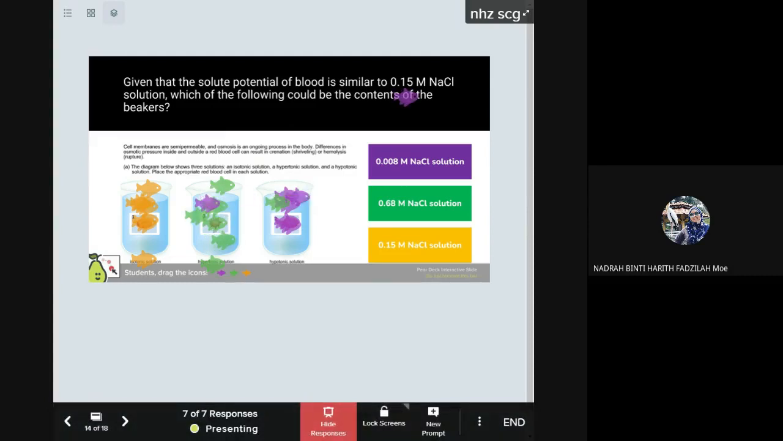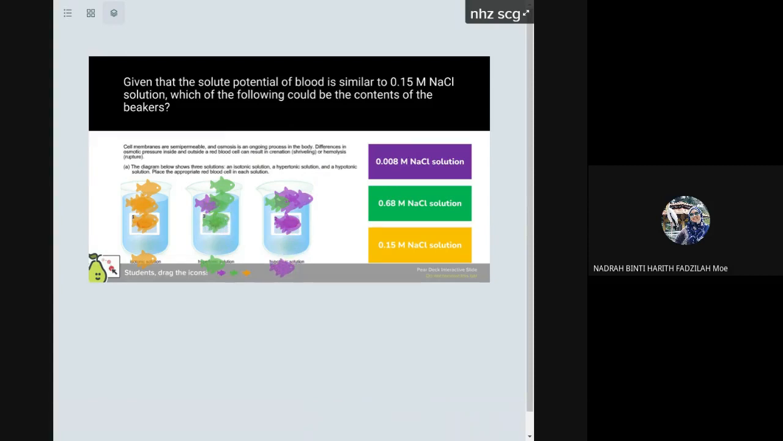Warna purple ialah 0.008 NaCl solution. Dialah solute atau garam yang paling sikit. Solution inilah yang paling cair. So, solution inilah yang paling tinggi water potential. So, it is the hypotonic solution.